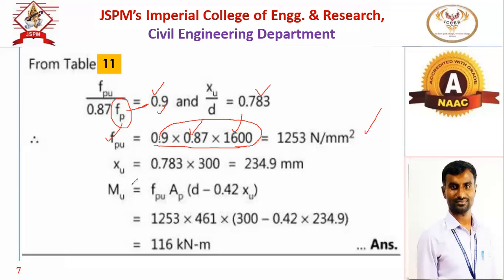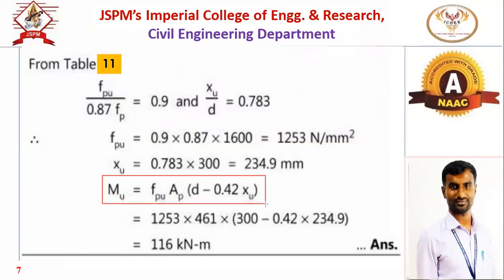Then for depth of neutral axis, this ratio is known to us, that is 0.783. So if you want xu, that will be 0.783 into the effective depth, that is 300. So we will get the depth of neutral axis as 234.9 mm. So this is the depth of neutral axis from the top, and the moment of resistance or the ultimate tensile strength is given by the formula fpu, that is the ultimate tensile strength at failure, area of pre-tensioning cable into lever arm, and that lever arm is d minus 0.42 xu.